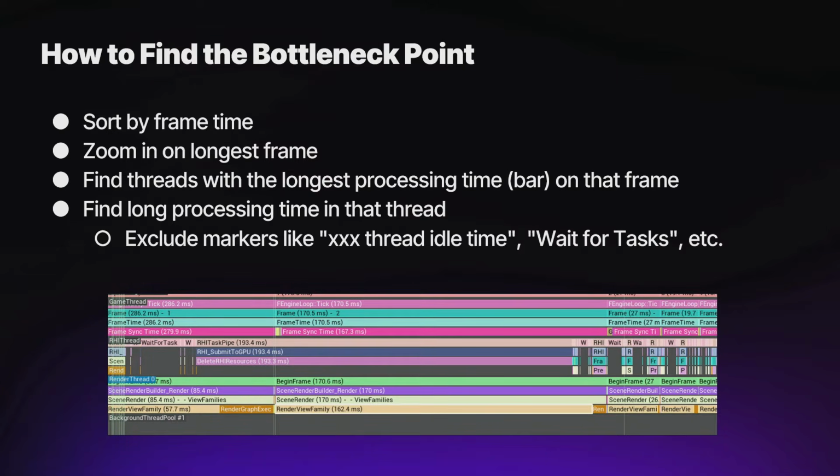Here's a simple approach to finding bottlenecks. First, scan the frame list, find the slowest frame, and zoom in on that time frame and look at the threads. Then find the thread with the longest processing bar and find the event marker that took the longest time. At this point, ignore markers such as idle time and waiting for tasks, as they are passive, delayed, and not active processing.